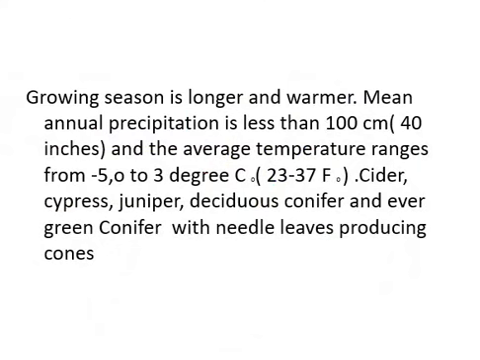Growing season is longer and warmer in this tundra. Mean annual precipitation is less than 10 centimeter, that is 40 inches, and the average temperature ranges from minus 5 degree to 3 degree centigrade, 23 to 37 Fahrenheit. Cedar, cypress, juniper, deciduous conifers, and evergreen conifers with needle leaves, which produce cones, are the main vegetation and plants of this ecosystem.